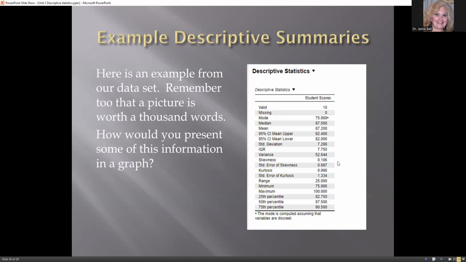of 0.106. Here's our kurtosis, which was also slightly positive at 0.06. I would say there was no kurtosis. Our range, we had a range of 25 scores with the minimum score, the lowest score being 75, the highest score being 100. And there's our quartiles.